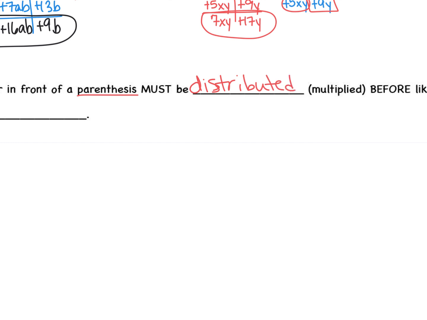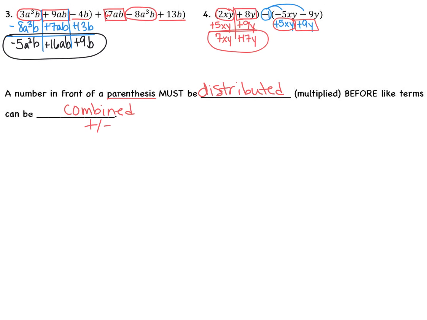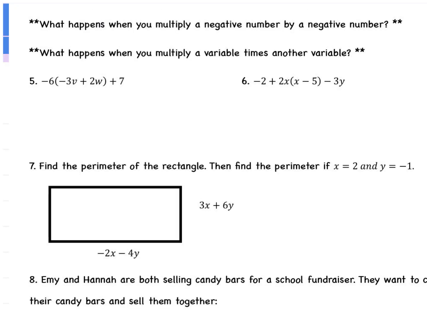A number in front of a parentheses must be distributed or multiplied before like terms can be combined or collected or added, subtracted. Okay? Always, always, always. That's why on the poster in the classroom right there, first we distribute, second we collect like terms. So what happens when you multiply a negative by a negative? What happened when we did that? Yeah, negative times a negative equals a positive.